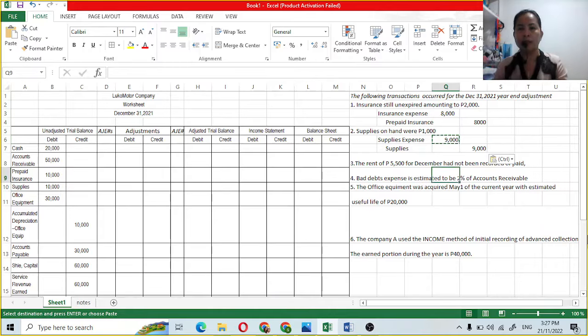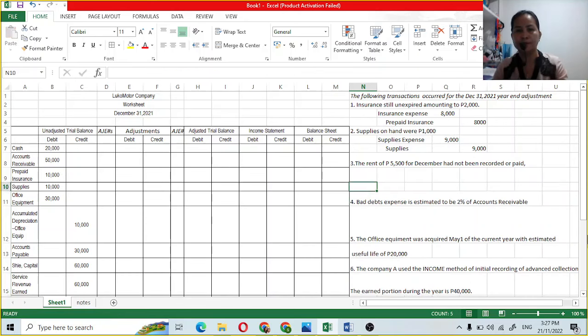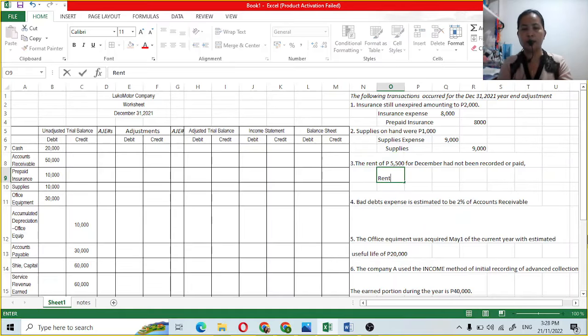Okay? Then, the rent for 5,500 for December had not been recorded and paid. So, that is rent expense, credit rent payable.